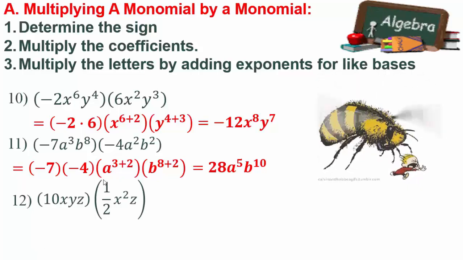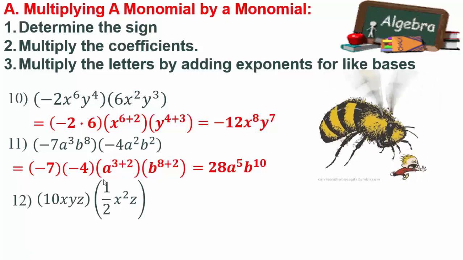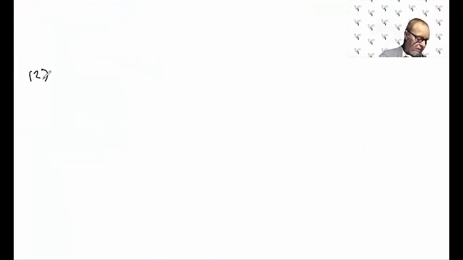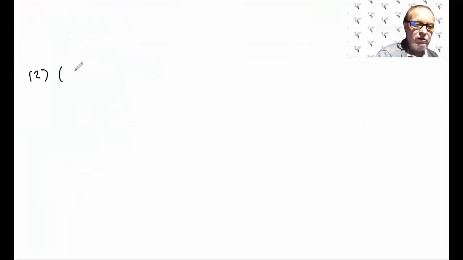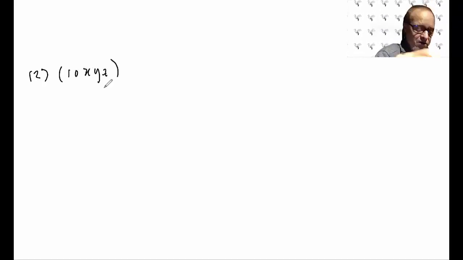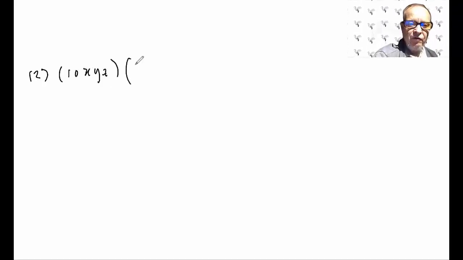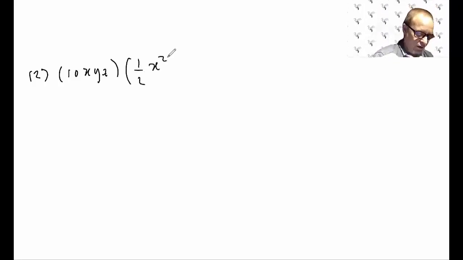So let's work this out on the whiteboard in more detail. In number 12, I have the monomial 10xyz, and then I have 1/2 x squared z.